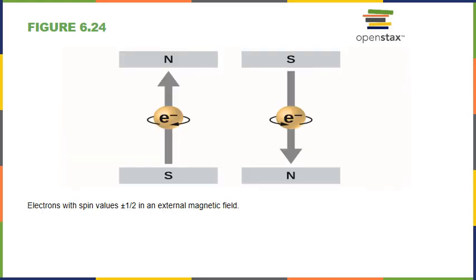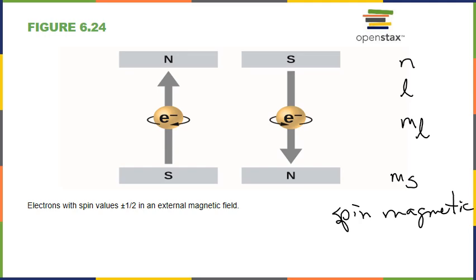All right, we have done 3 quantum numbers. We have the n, we have the l, and we have the m sub l. But we said we have 4 total quantum numbers. Our last quantum number is m sub s, and this is the spin magnetic quantum number.